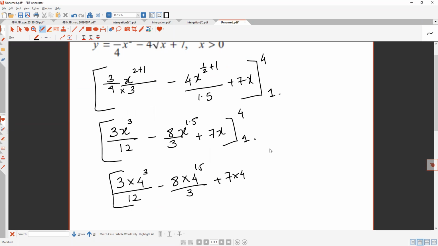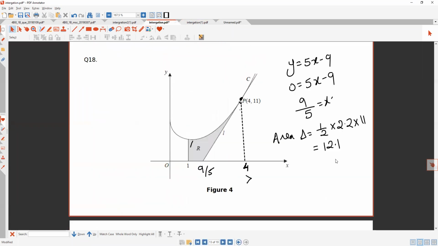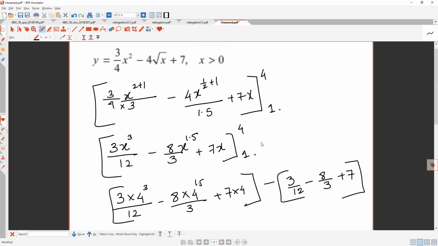This is your number 1, minus 3 by 12 minus 8 by 3 plus 7. Do this in your calculator and check what value of area you're getting here itself. Whatever value you get, subtract it from 12.1 and tell me whether you're getting the answer or not. Okay, just let me know.